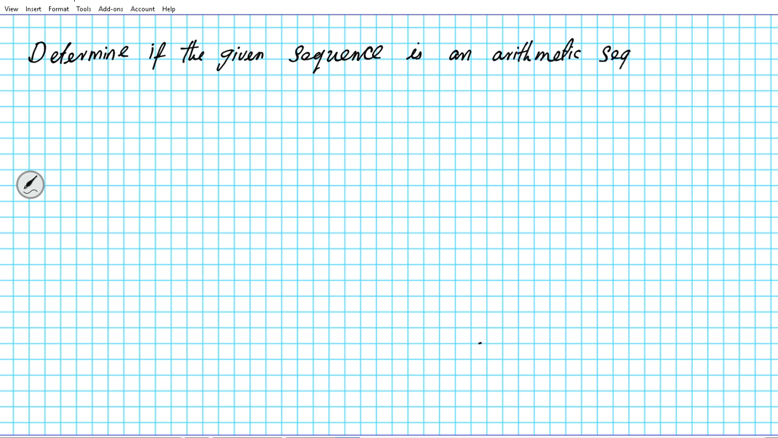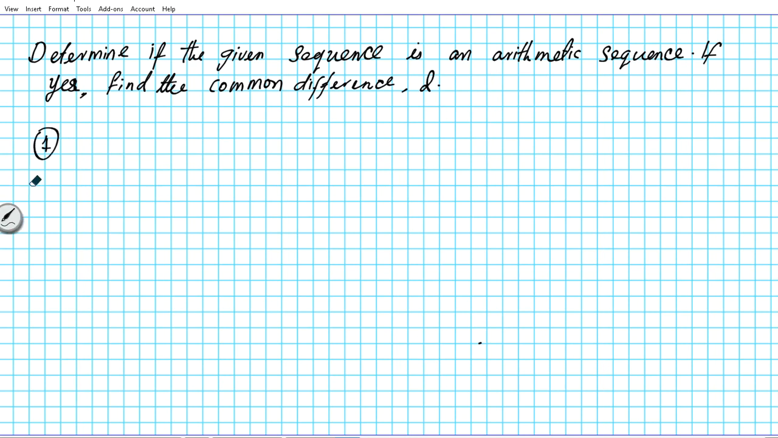If yes, then we have to do something further. If yes, we are to find the common difference, which is represented by the letter D. Okay? Alright, so question number 1.